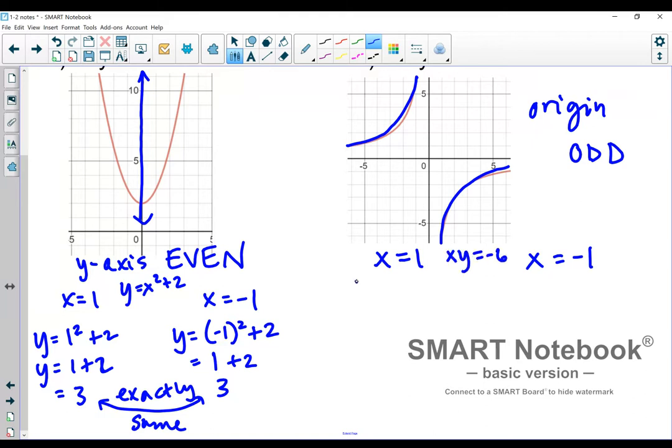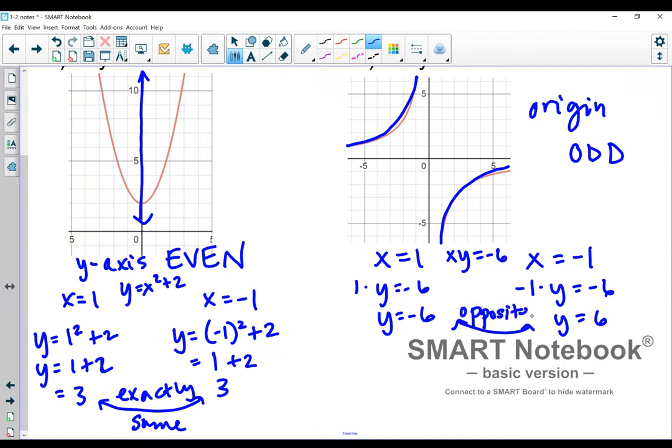So if I put 1 in for x, I have 1 times y equals negative 6. And so y equals negative 6. If x is negative 1, then I have negative 1 times y equals negative 6. And so y equals positive 6. So because these are opposites, I have just proven that I have origin symmetry or odd.